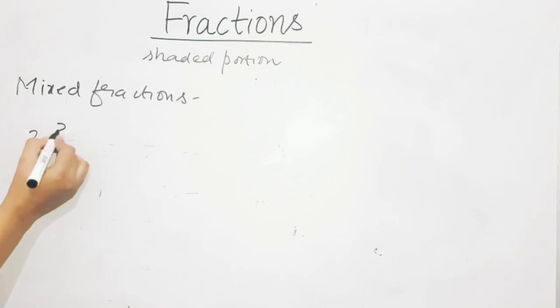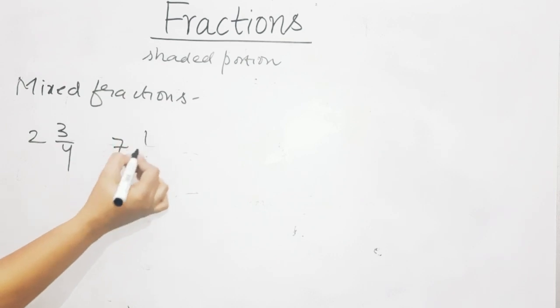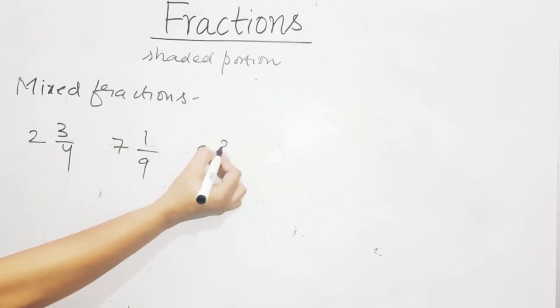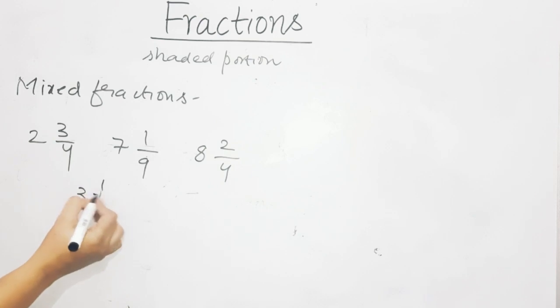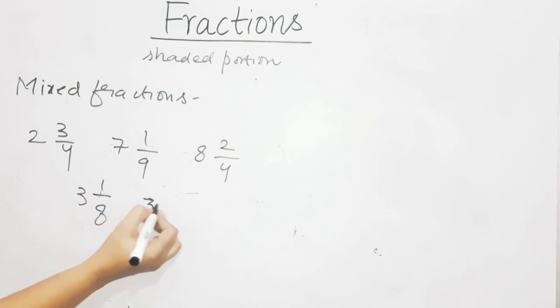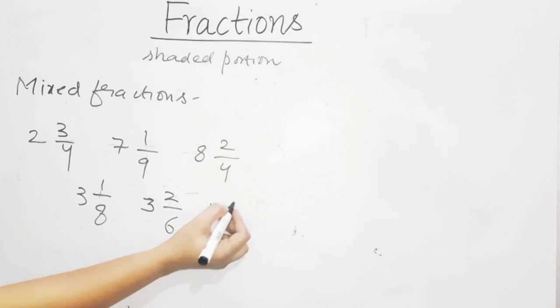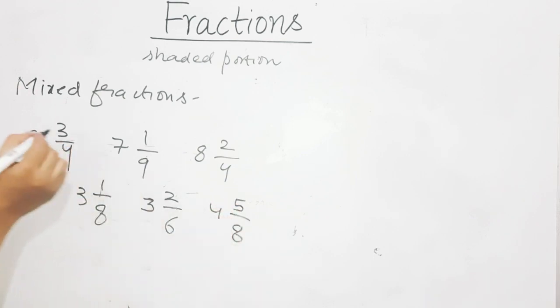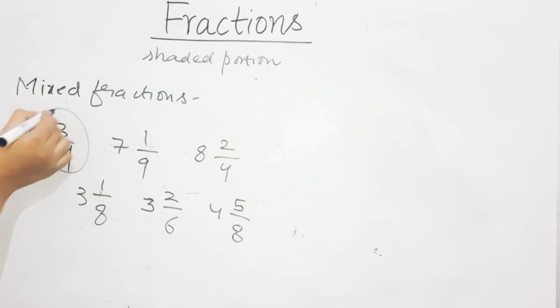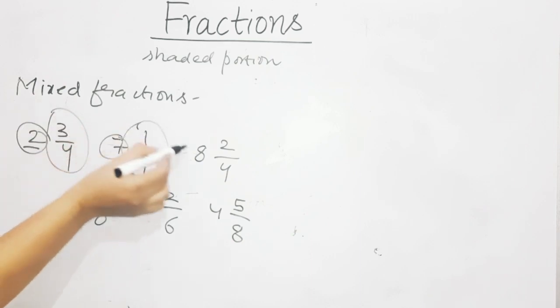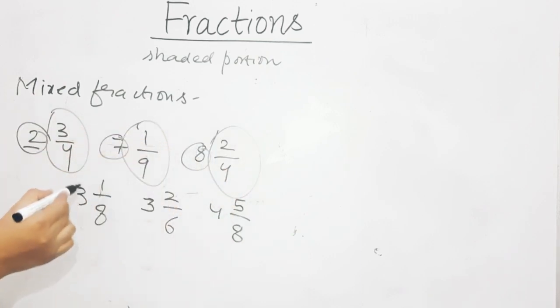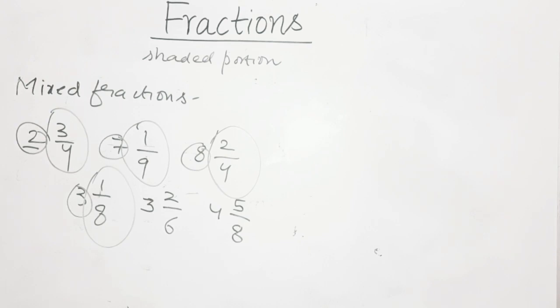For example, you write 2 3 upon 4, 7 1 upon 9, 8 2 upon 4, 3 1 upon 8, 3 2 upon 6, 4 5 upon 8. So see, this is one whole number and this is a fraction. One whole, a fraction. One whole, a fraction. So the fractions that are a combination of a whole number and a fraction are called mixed fractions.